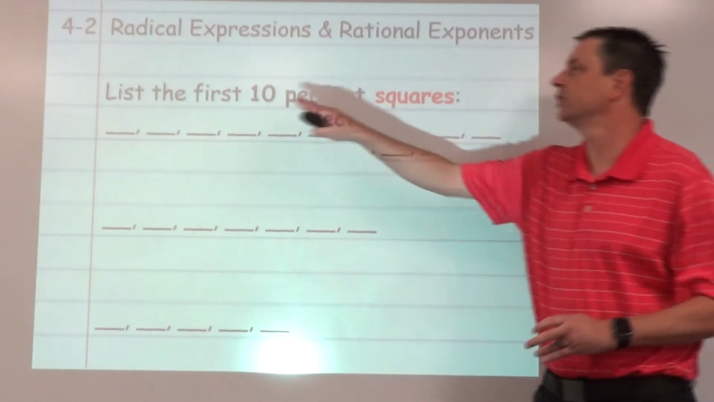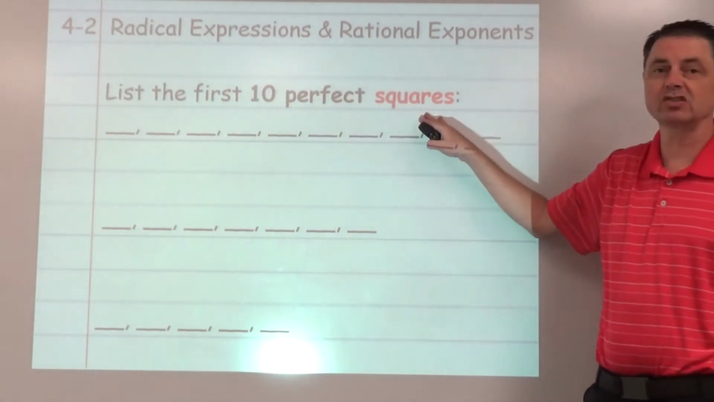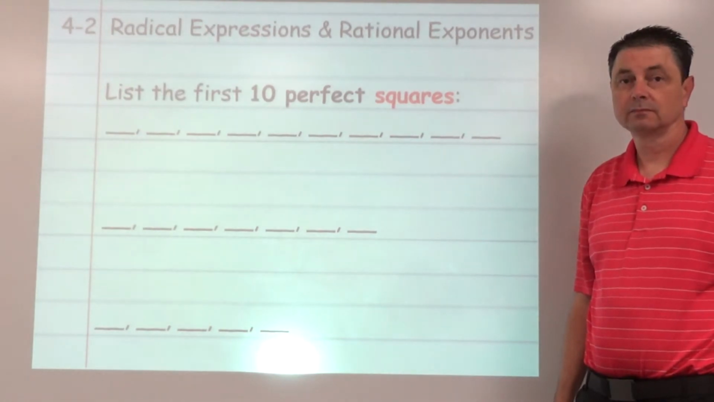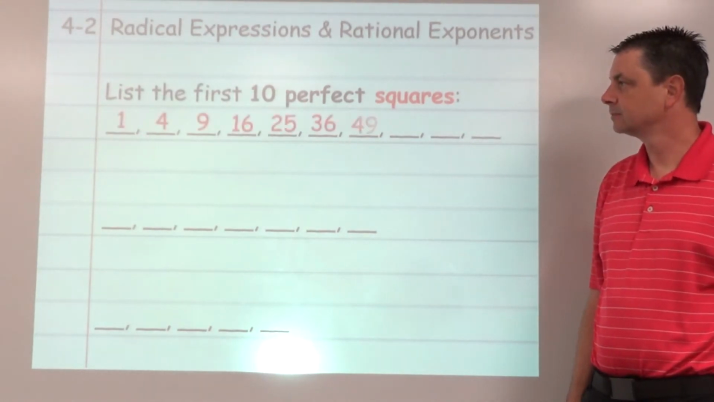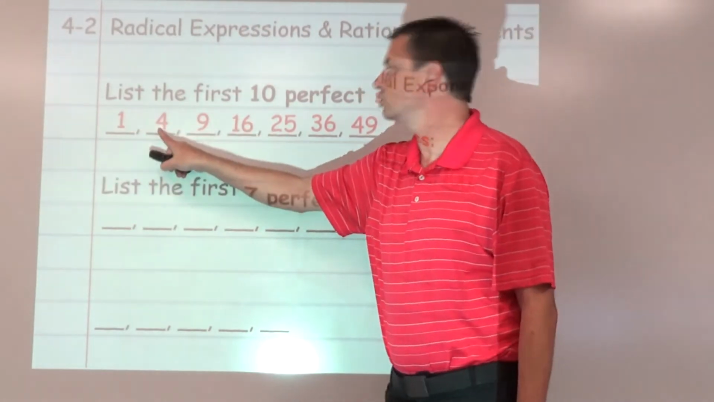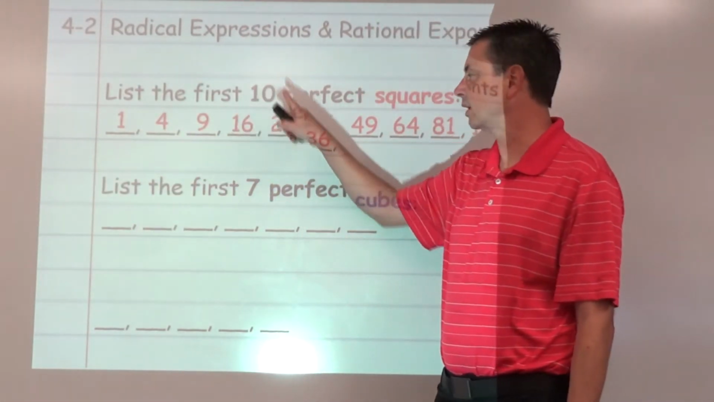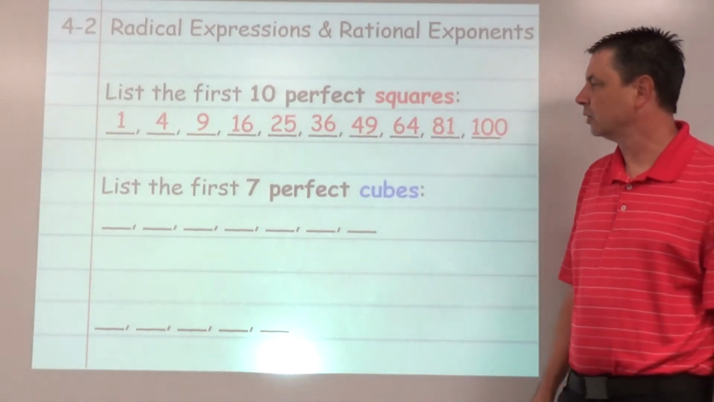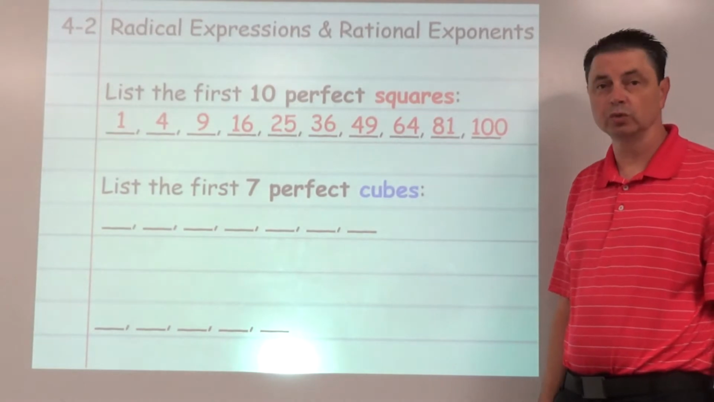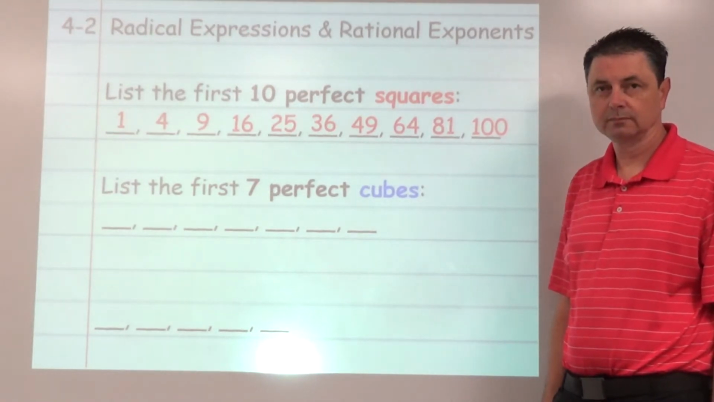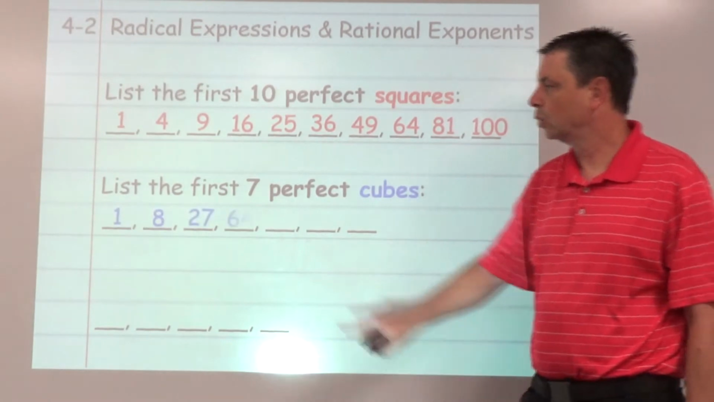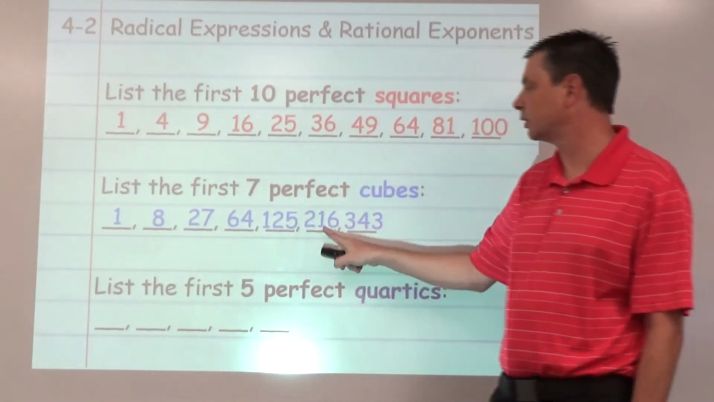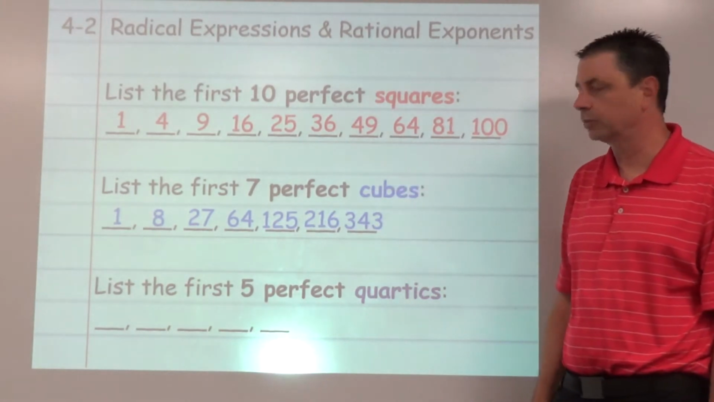Begin with a little bit of review where we list the first 10 perfect squares. They must be squares. It should look like 1 squared, 2 squared, 3 squared, 4 to the second power, 5 to the second power, 6 to the second power, etc. Now, the first 7 perfect cubes. 1 cube, 2 cube, 3 cube, 4 to the third power, 5 to the third power, 6 to the third power, 7 to the third power.